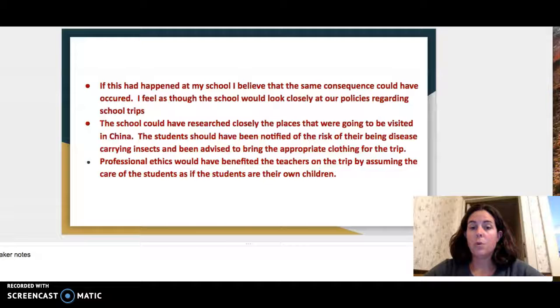I feel as though the school would look closely at policies regarding school trips, especially out of the country. The school probably would change the wording in their policies as far as in-state or out-of-state and out-of-country. The student should have been notified of the risk of contracting a disease. Professional ethics would have benefited the teachers by assuming the care as if the students were their own. If they would have told their own students to bring appropriate clothing, they should have told the rest of the students on the trip.